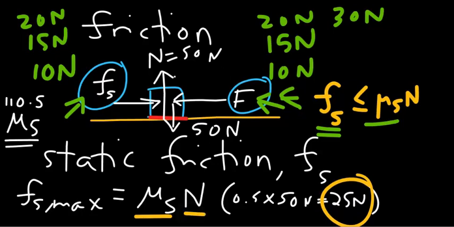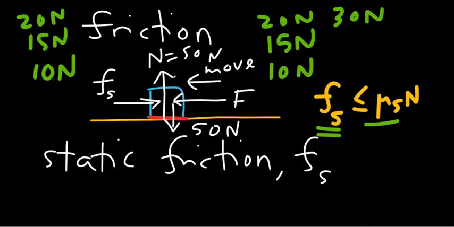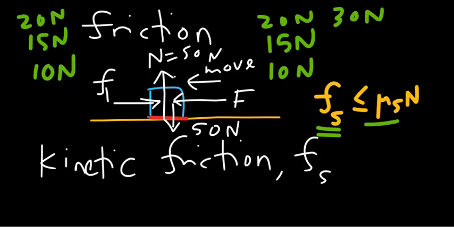Now we know this block will start to move in that direction. What kind of friction acts now? The friction that acts now is known as the kinetic friction, because this is the friction that acts when the object is moving. So now the object is moving to the left, so kinetic friction acts to the right, opposing motion.